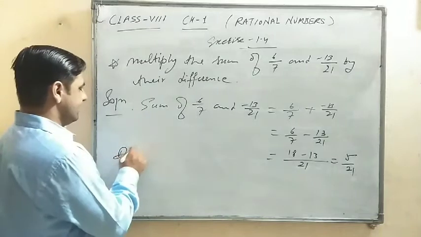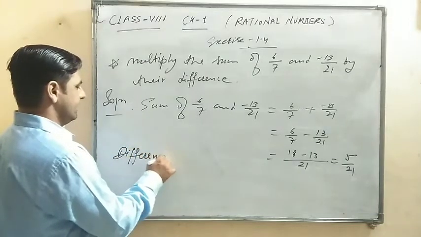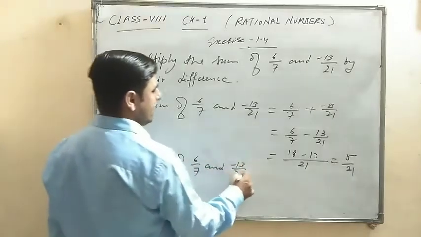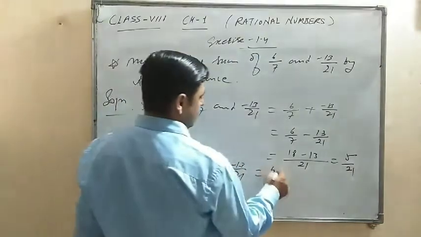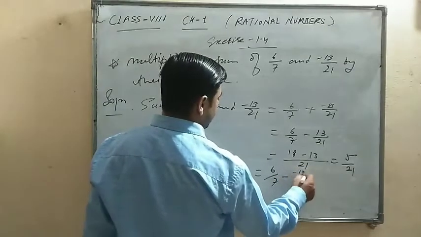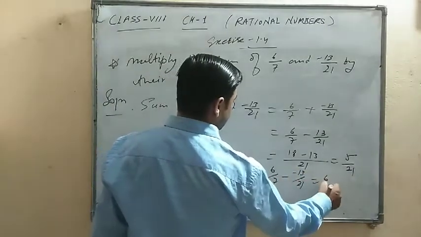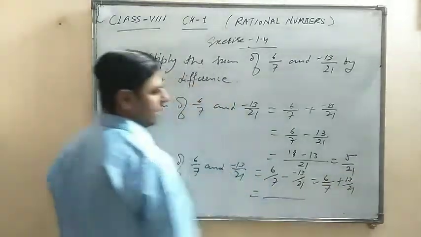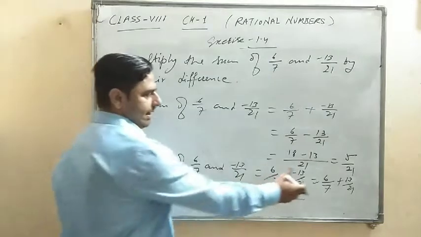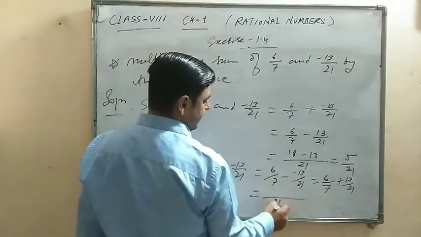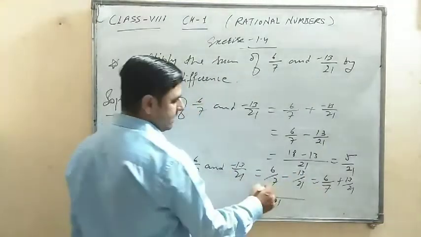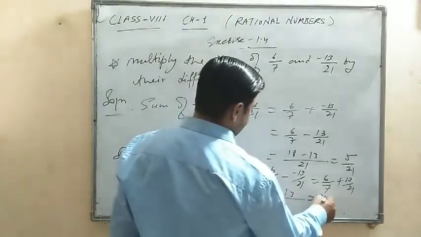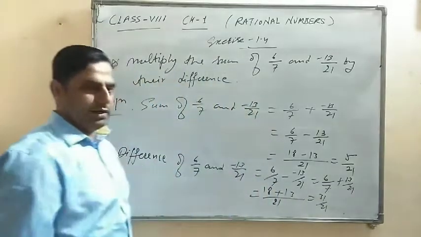Now the difference of 6 by 7 and minus 13 upon 21. So 6 by 7 minus of minus 13 upon 21. So 6 by 7 plus 13 upon 21. After that we will take LCM, LCM is 21. 21 by 7 is 3, 3 6 are 18, 21 by 21 is 1, 13. So the result is 31 upon 21.